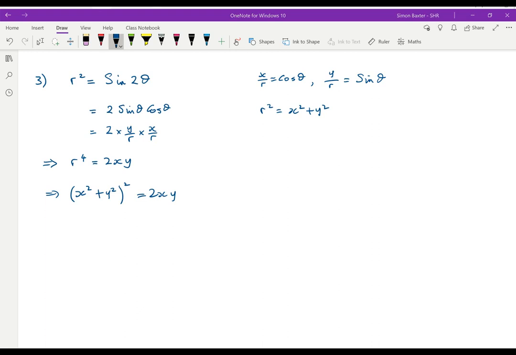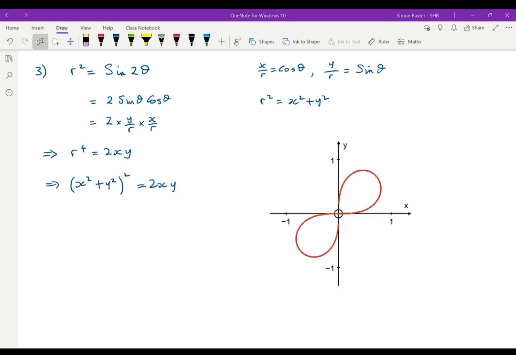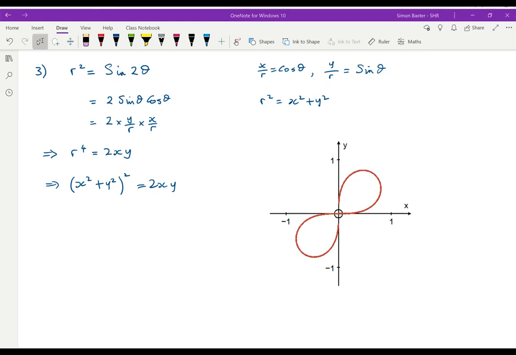Let's have a look and see what that one looks like. And there we are. Again, a nice polar equation and a less pleasant, not as nasty as the last one, but a less pleasant Cartesian equation. Well, what happens if we start with a Cartesian equation and want to find the polar equation?